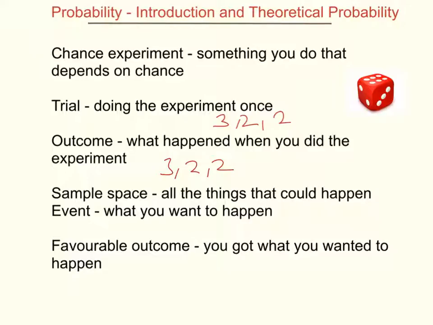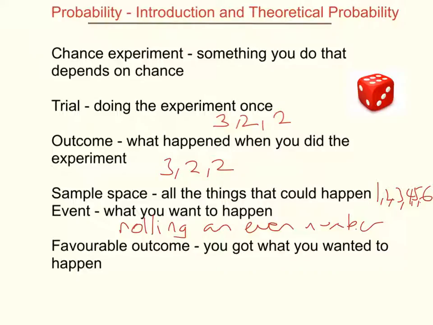Next word. The sample space are all the things that can happen. If you roll a dice, you can get a 1, a 2, a 3, a 4, a 5, or a 6. So all those things are the sample space, all the things that you could actually get when you do your trial. An event is what you want to happen. Now, an event could be as simple as just getting a 6, rolling a 6. Or it could be rolling an even number. It depends what you're trying to look for. So rolling an even number is one sort of an event.